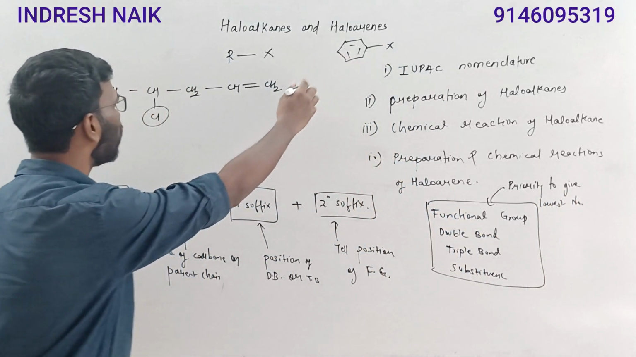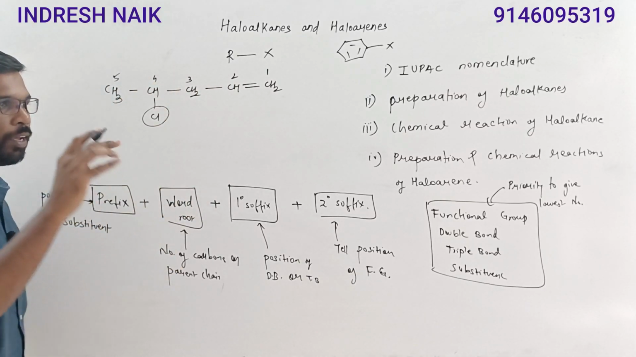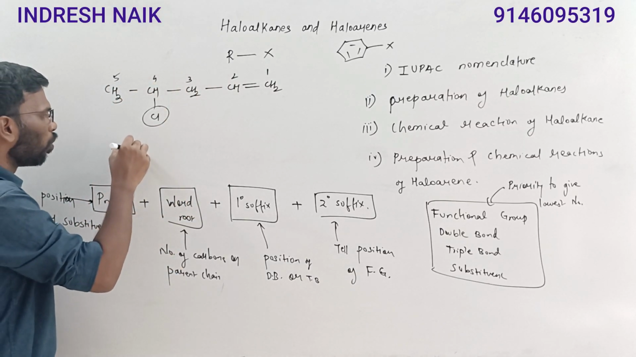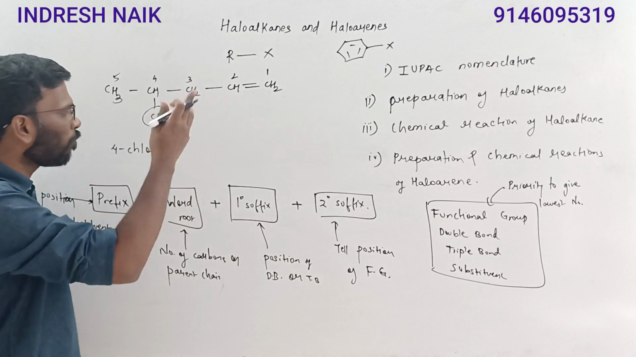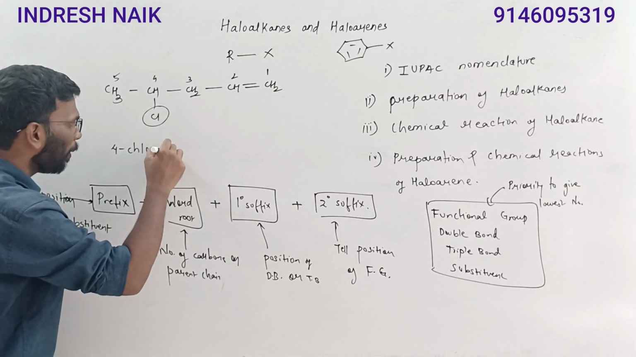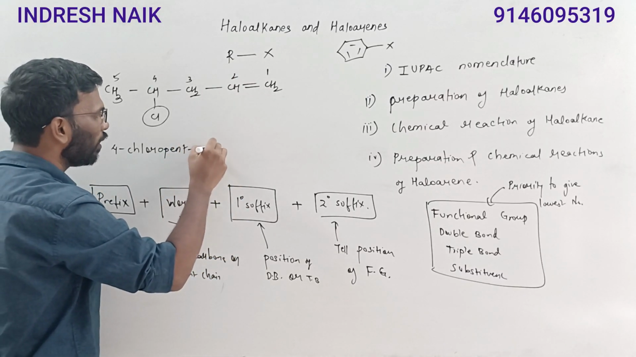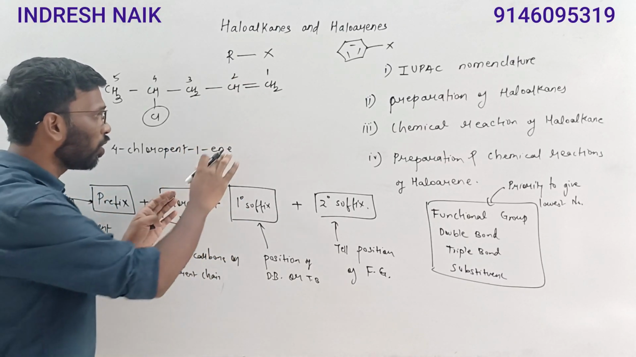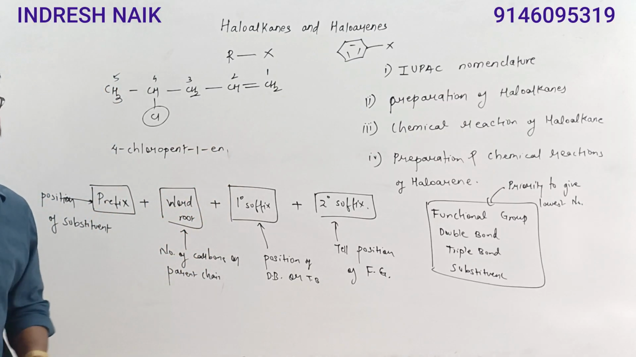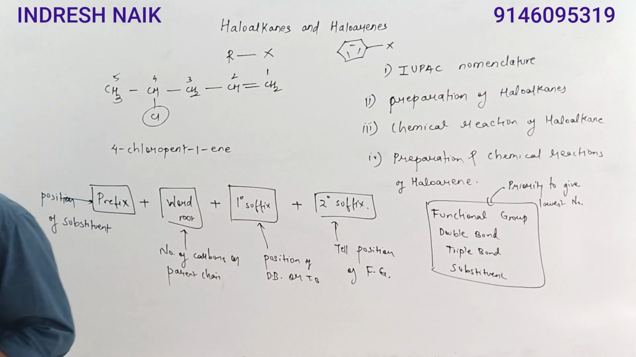So in this case, numbering will start from here: 1, 2, 3, 4 and 5. It is 4-chloro. This is the prefix. Since there are 5 carbons on the parent chain, it is pent, and the first position is the double bond, so 1-ene. If there was a functional group, I would have replaced this last e with the suffix of that functional group. So I am keeping this as it is. One more example will do.